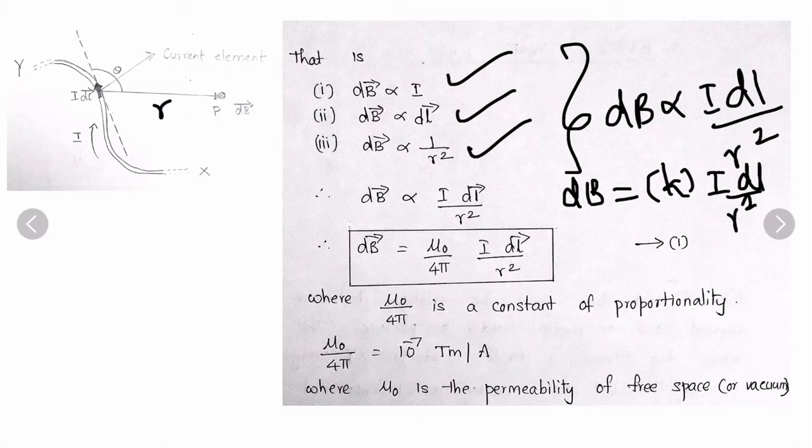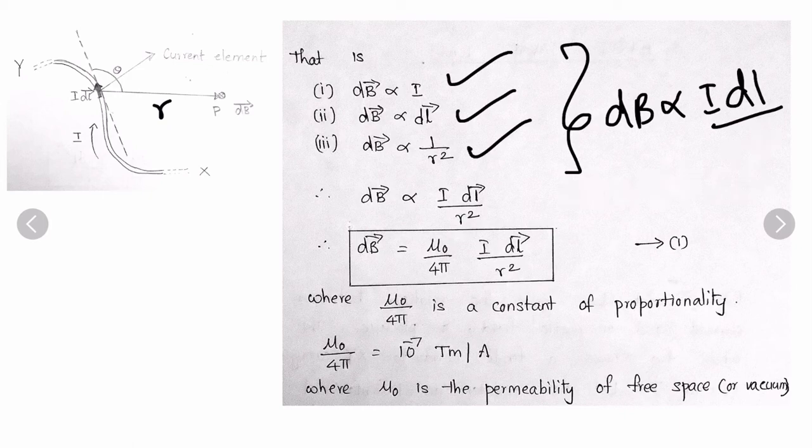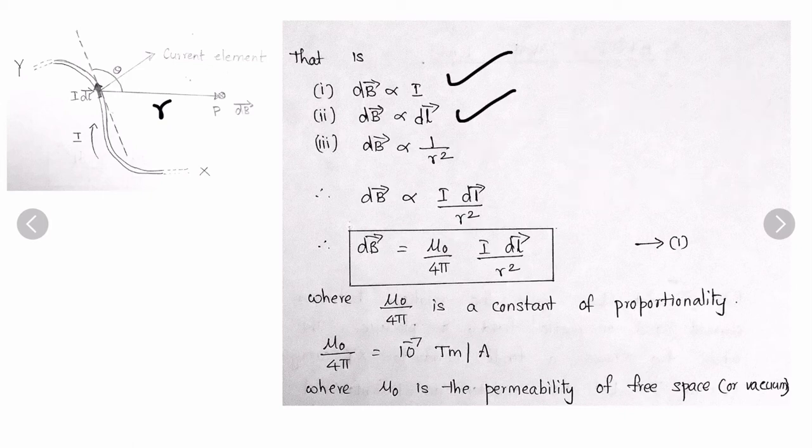Here we have followed the same notation. The constant is nothing but mu 0 by 4 pi, which I have circled here, where mu 0 is called the permeability of free space.